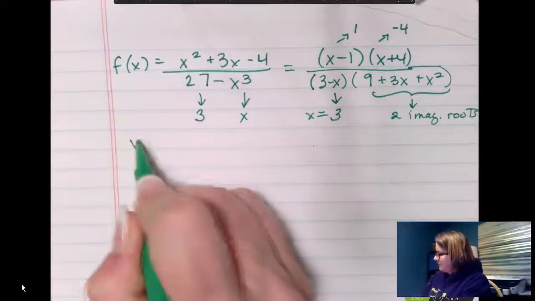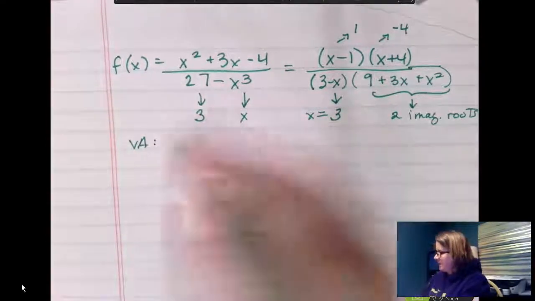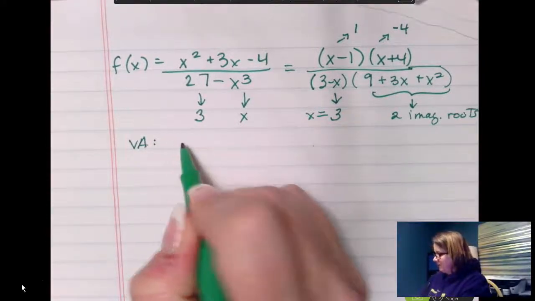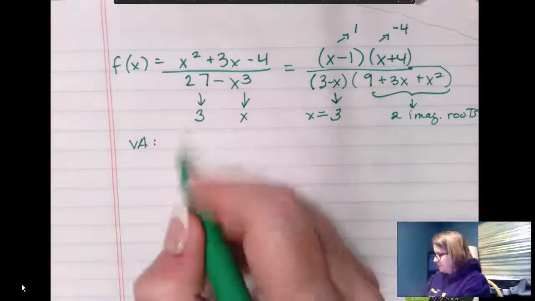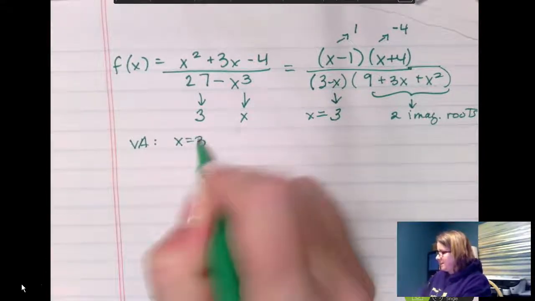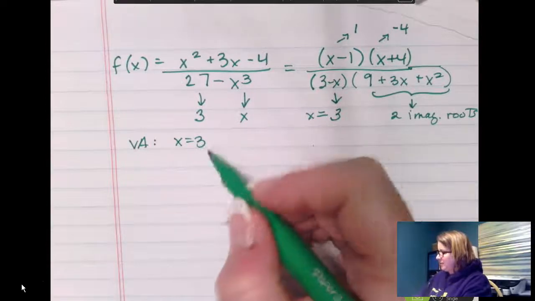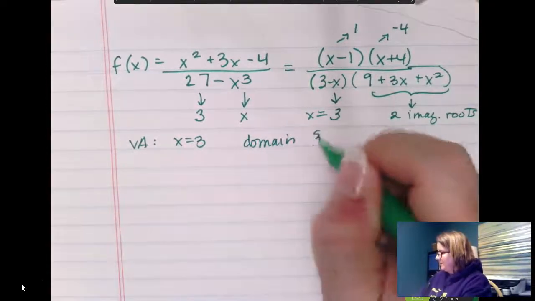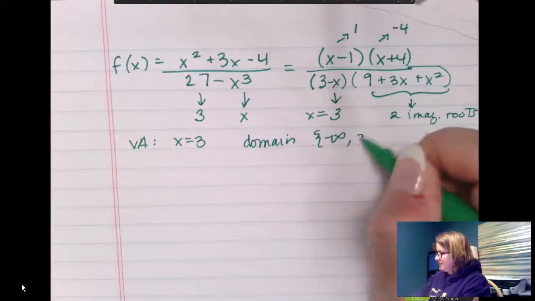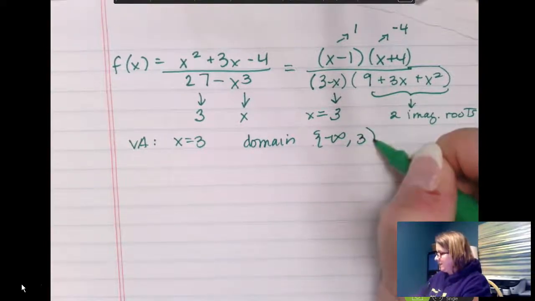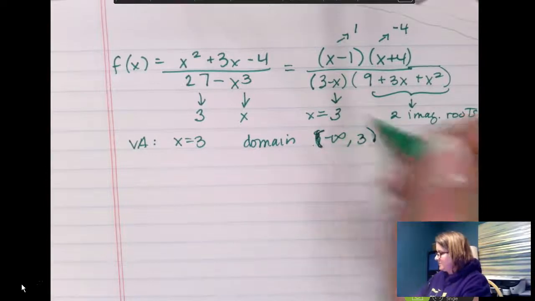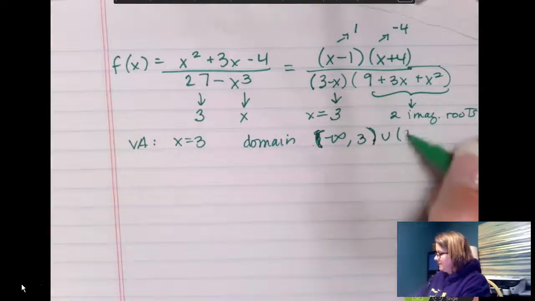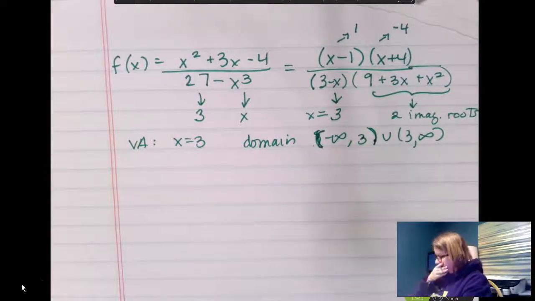So my vertical asymptote is at the bottom, and we already said the vertical asymptote will be x equals 3, because as far as the domain, it's all reals except 3. So negative infinity to 3, that's a parenthesis, and then 3 to infinity.